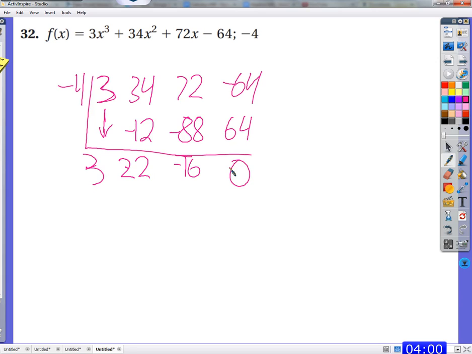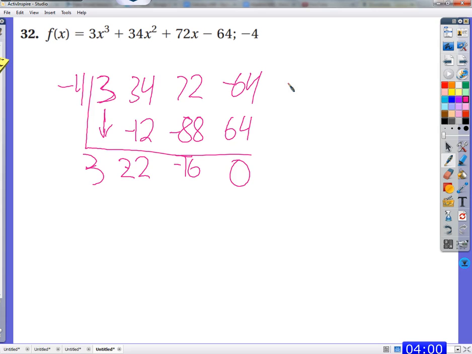First things first, you take these numbers up here, take the 3, put it in the slot, then 34, and 72, then the negative 64. And you put the negative 4 there, the 0. Then you take down this one to this point, and then the 34, you multiply it by that, and put it there, and you add these two, then multiply, add, multiply, add, and this would equal 0, so that's the remainder.